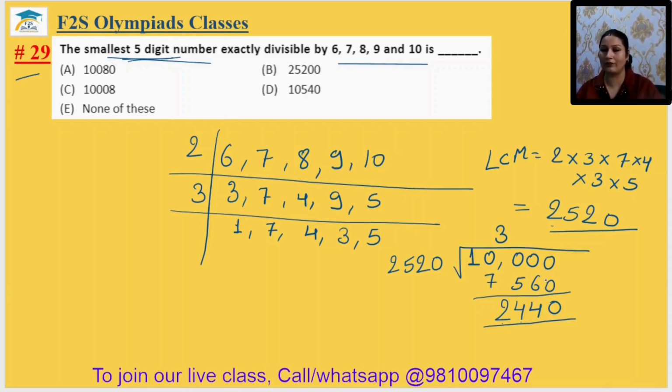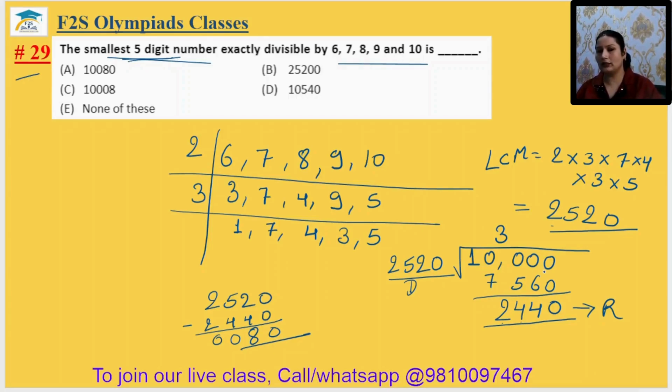Okay, we need to make a 5-digit number. So what we will do, we will just subtract this remainder from the divisor. Okay, so 2520 minus 2440, we will get 80. So if we add 80 in 10,000, that will be completely divisible by the given set of numbers. So we can write here required number will be your 10,000 plus 80, that is your 10,080.